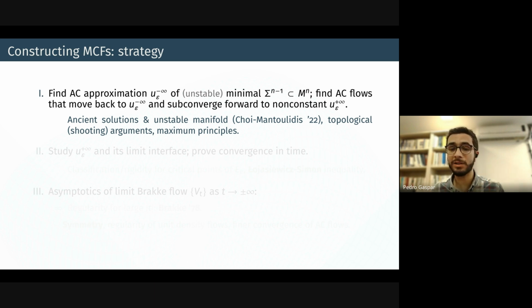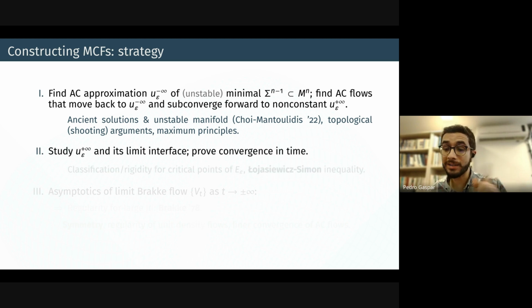For instance, there is a very interesting work by Choi and Mantoulidis where they construct ancient mean curvature flows, but they also construct ancient solutions for a large class of equations that include the Allen-Cahn equation. But once we construct that unstable manifold, we want to use topological methods, or if you like, a shooting argument, to say that there is a direction in the unstable manifold such that the associated gradient flow converges forward in time to some other solution to the Allen-Cahn equation, to another critical point. And for that, we also need to use some maximum principles for PDEs in order to make that shooting argument work. But if we're able to do that, we're, yes, Enrique?